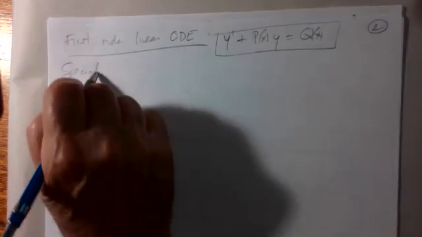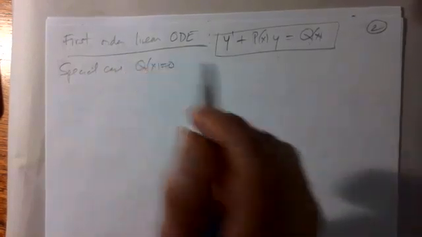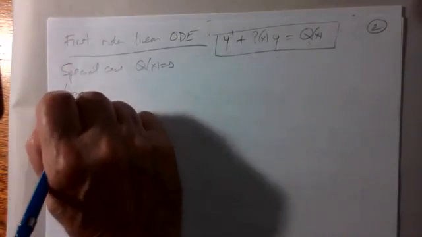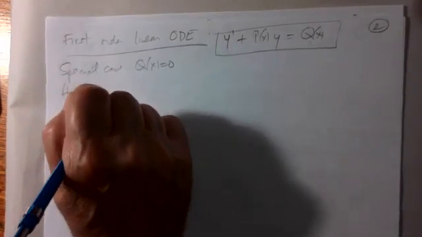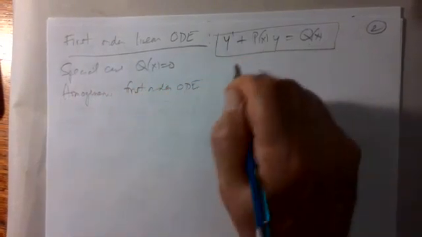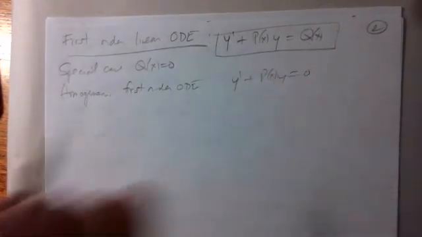So let's start with a special case, which is when the right-hand side of this equation, q(x), equals 0. So in that case, we have what is called the homogeneous first order ordinary differential equation: y' + p(x) y = 0.